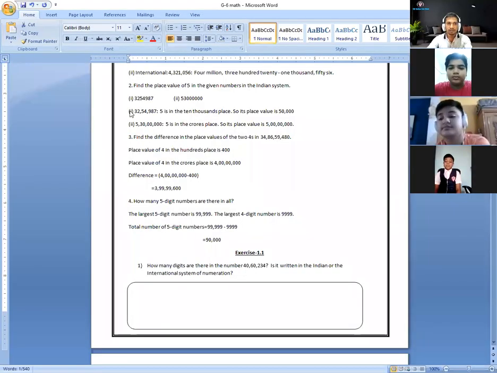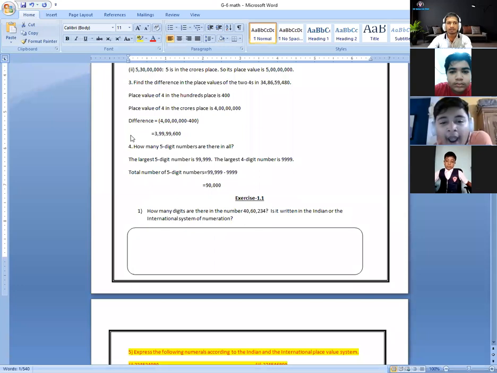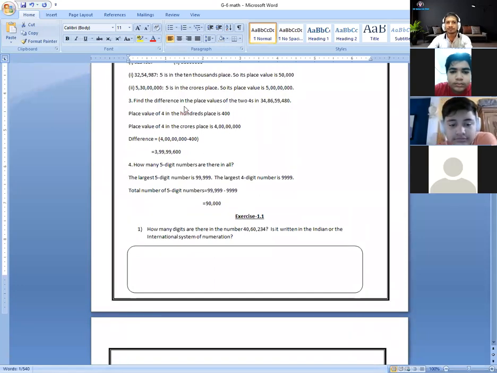Next one is the number 32,54,987. It's just separated by using commas. 5 is in the ten thousands place, so here it is 50,000. It's right, and it's very easy, so I'm going to skip it.